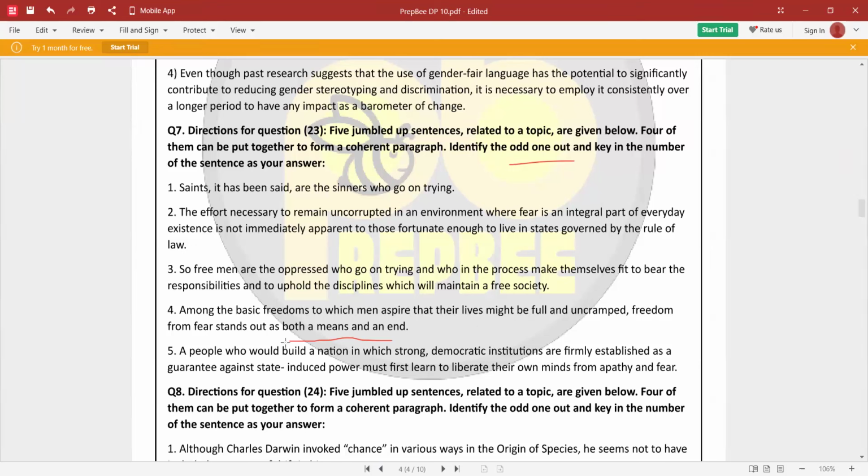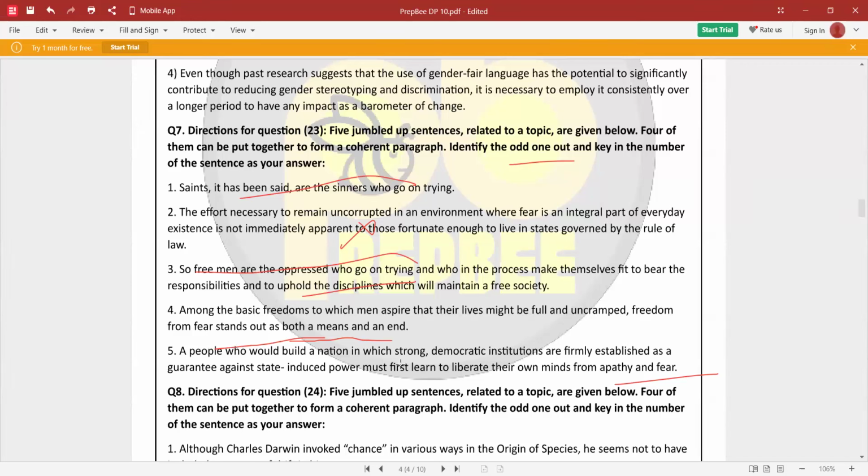So see, they are talking about how freedom from fear stands out as both means to an end. Here also they are talking about apathy and fear, and here also they are talking about how free men are oppressed to go on trying. Saints are also the ones who are trying, free men who are trying, and this is something not relevant to the context, because here they are talking about the effort, if you can see, there is a clear connection.